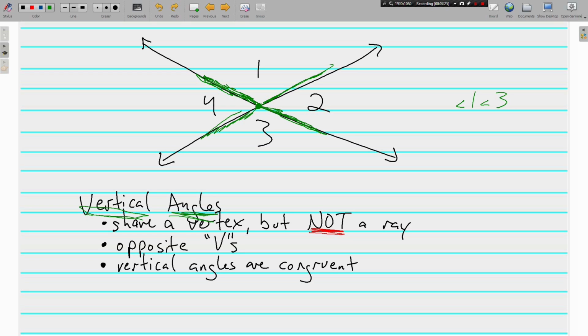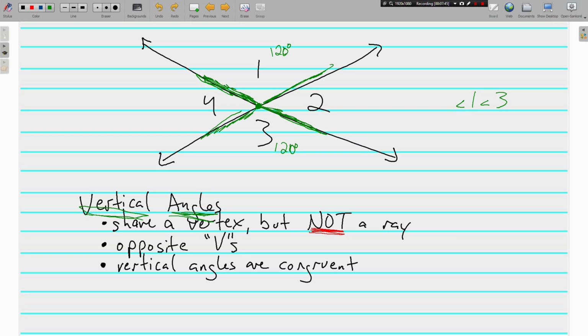And because they're opposite of each other, it means they're congruent. So if I told you that angle 1 was 120 degrees, it means that angle 3 is also 120 degrees. Vertical angles are congruent. That's just the rule.